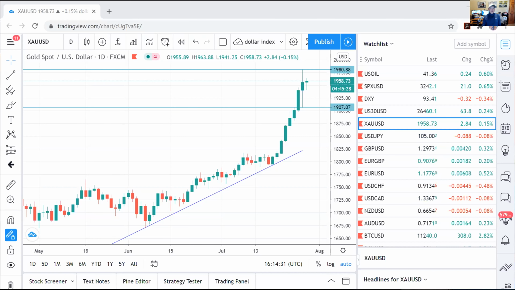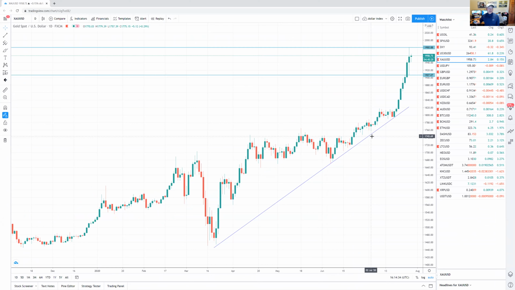Obviously, gold, XAUUSD, that's what they call it, gold spot slash US dollar. It's been on a major uptrend. I mean, it almost hit 2,000 on Monday. So it's just crazy to see where gold is going.